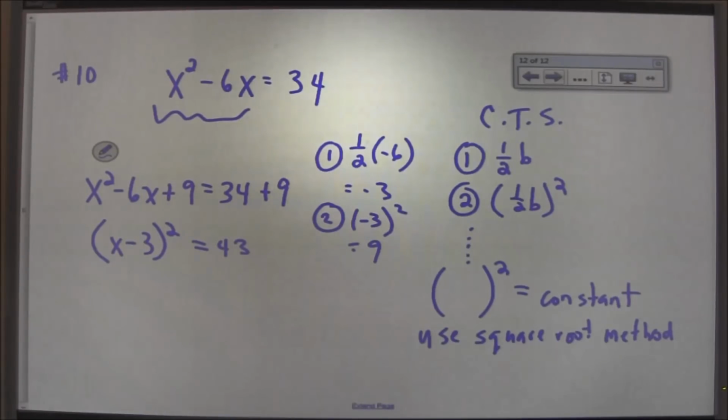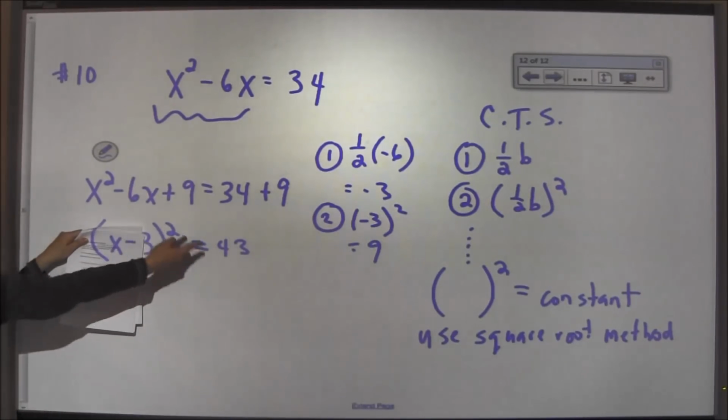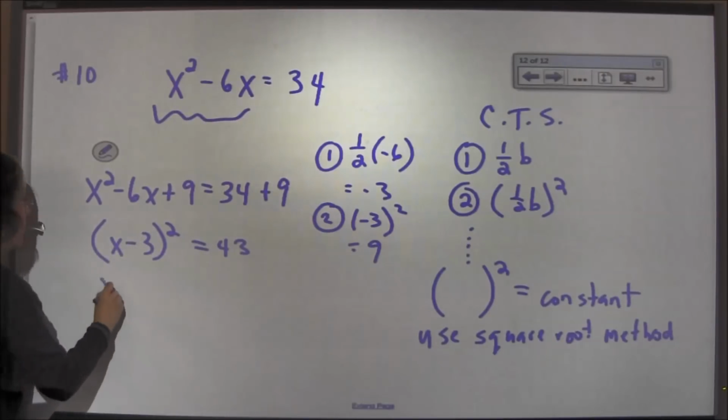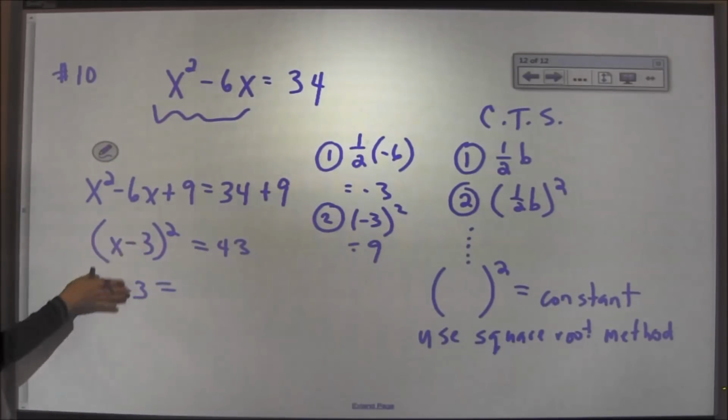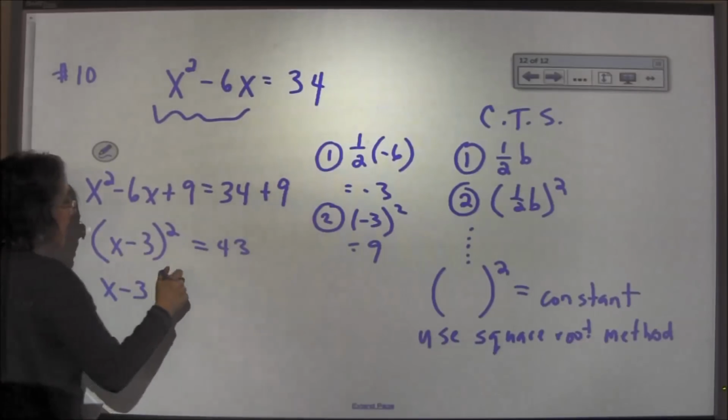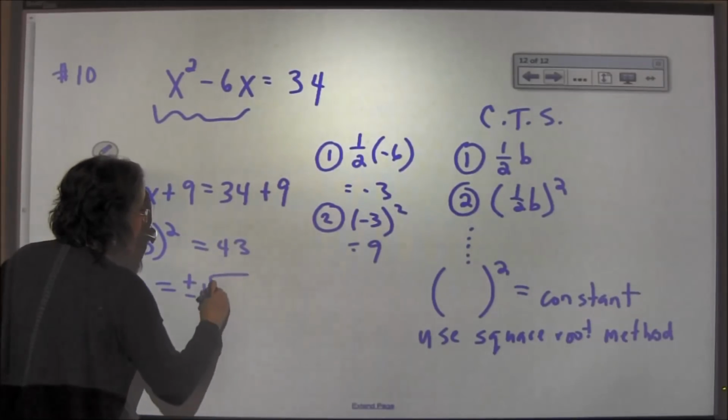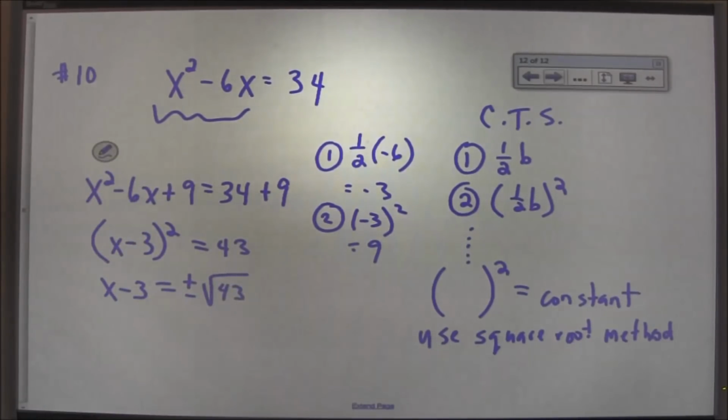Now we're going to use the square root method. We have a square equals a number. So the thing that's being squared, the x minus 3, is either equal to the positive or the negative square root of 43. It's not quite solved for x yet. What's the last thing? Yeah, just add the 3.